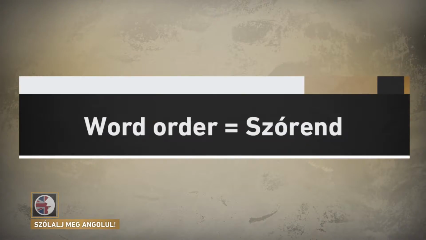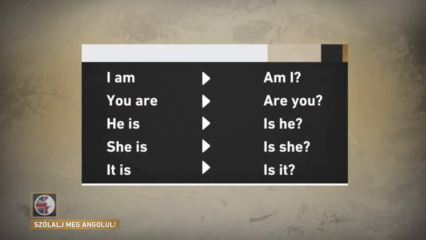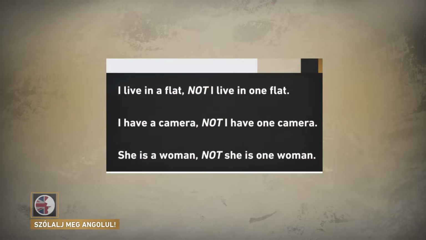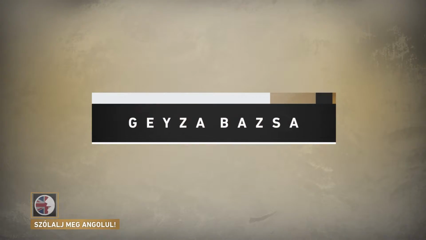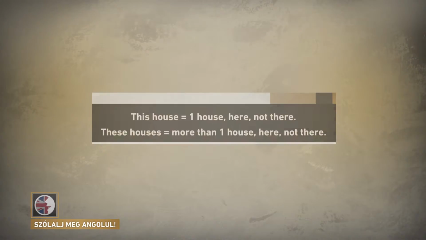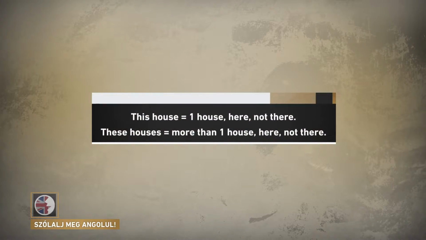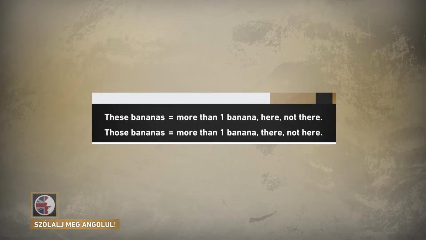Then we learned to ask and answer questions with the verb to be. When we ask a question, the word order changes. I am changes to am I. You are changes to are you. Now we can ask and answer questions in the positive and negative. We learned about spelling and different groups of nouns. And we learned about this and that, and these and those.